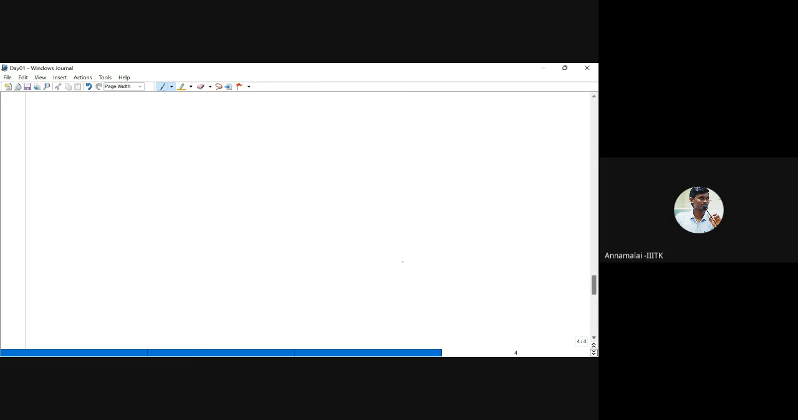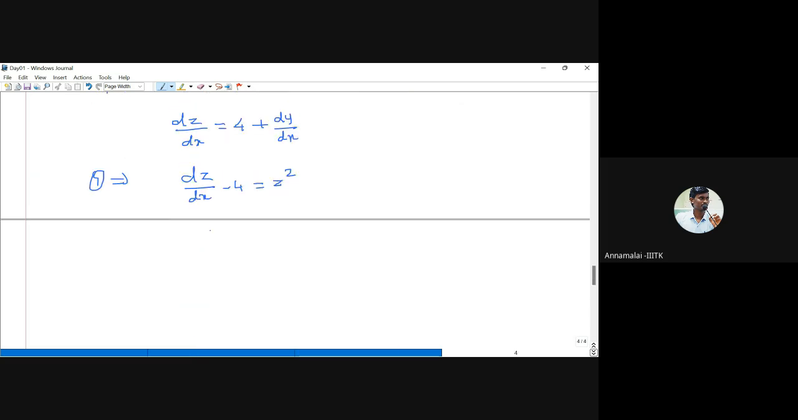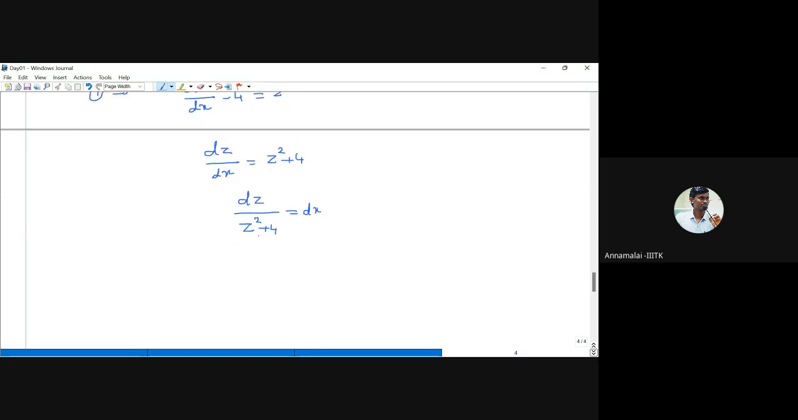Now we can separate the variables. We take the 4 to that side. We have dz by dx equal to z square plus 4. Now divide by z square plus 4 on this side, we get dz by z square plus 4 equal to dx. Now we have separated the variables. Now integrate. This is of the form integration of 1 by x square plus a square into dx, which is 1 by a tan inverse of x by a. That is the integration formula.